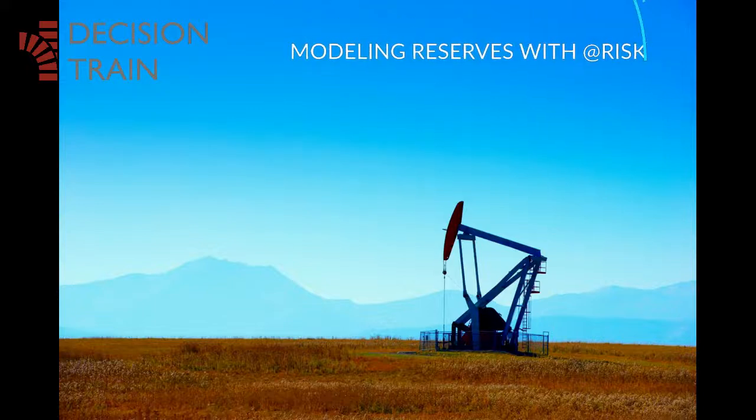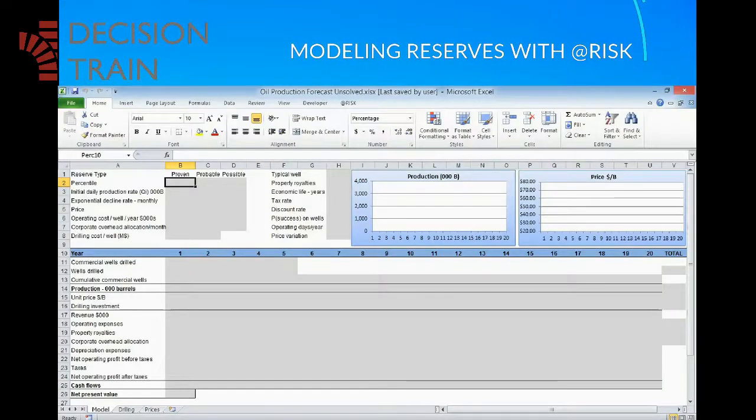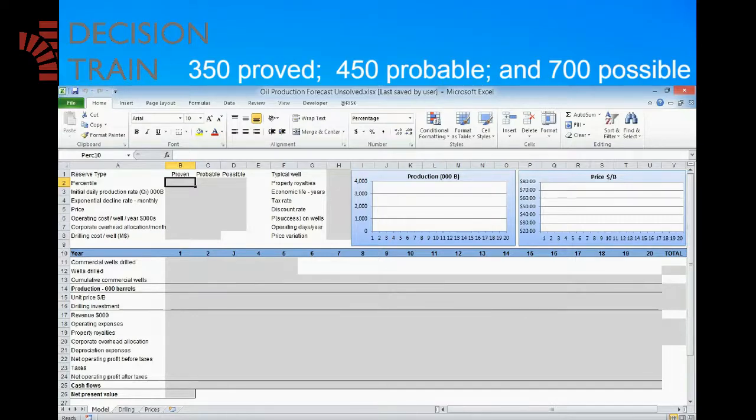Modeling reserves with @RISK. As a starting point, assume that geological information has determined the following estimates of initial daily production rate per well: Chi, 350 proven barrels, 450 probable barrels, and 700 possible barrels.